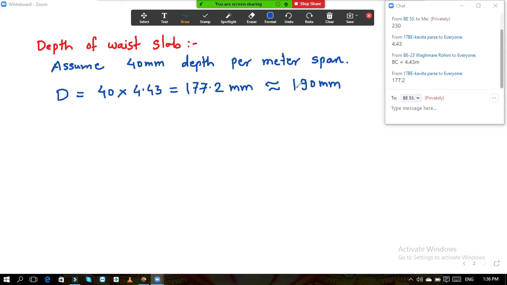So now this is our depth. If you take 180 here, then also there is no problem. If you take 180 and your check for depth is satisfied, then there is no problem. You can take any value over here, but it must be greater than this 177.2. So now next is the loading. Load calculations.